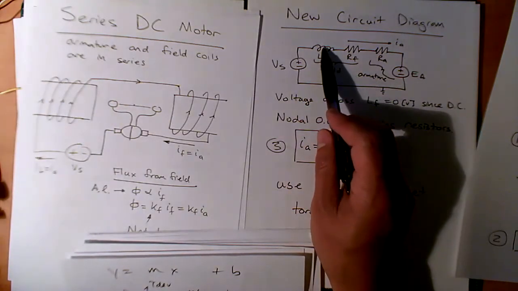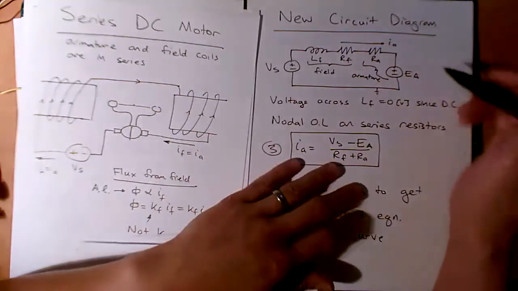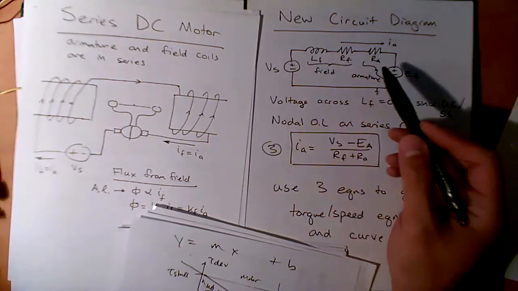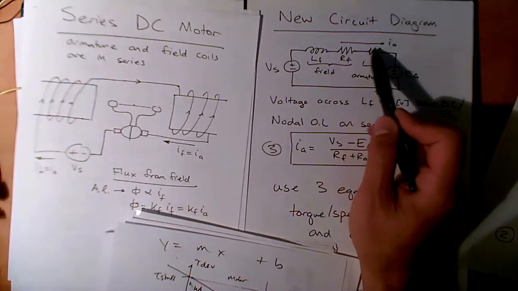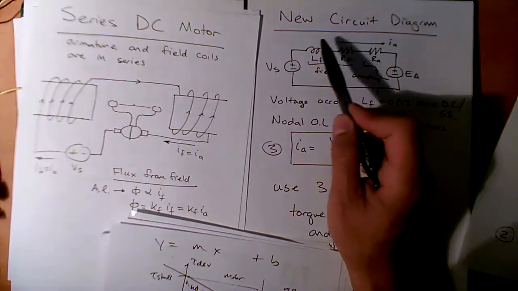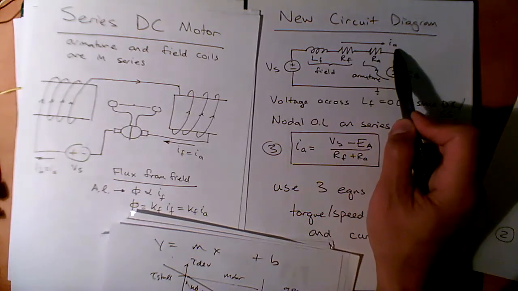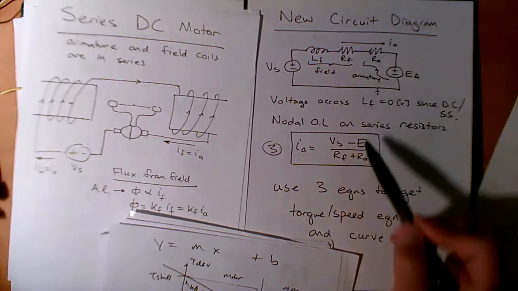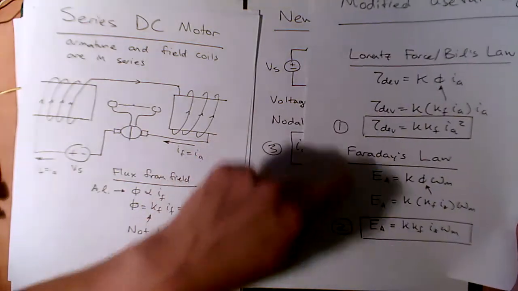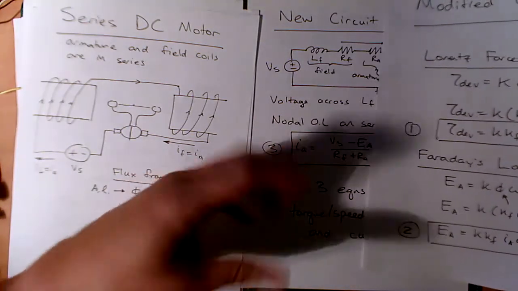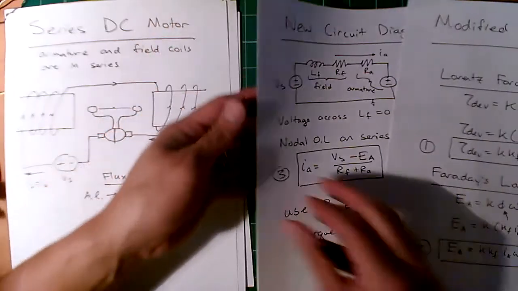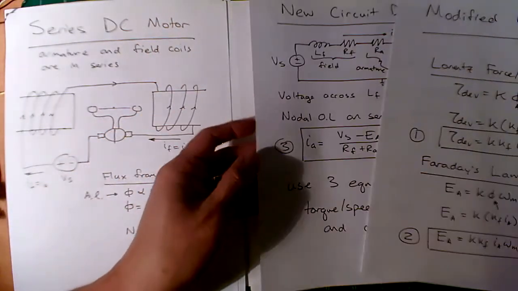Again, if you assume DC steady state, the voltage across the inductor is 0, and you can apply a simple nodal Ohm's law across these two resistors. IA equals the node voltage at VS minus the node voltage at EA divided by RF plus RA, because these are in series. Okay, we can take these three equations just like we did for the separately excited, scrunch them together and see if we can get a new torque speed relationship, and it'll actually be a new curve.